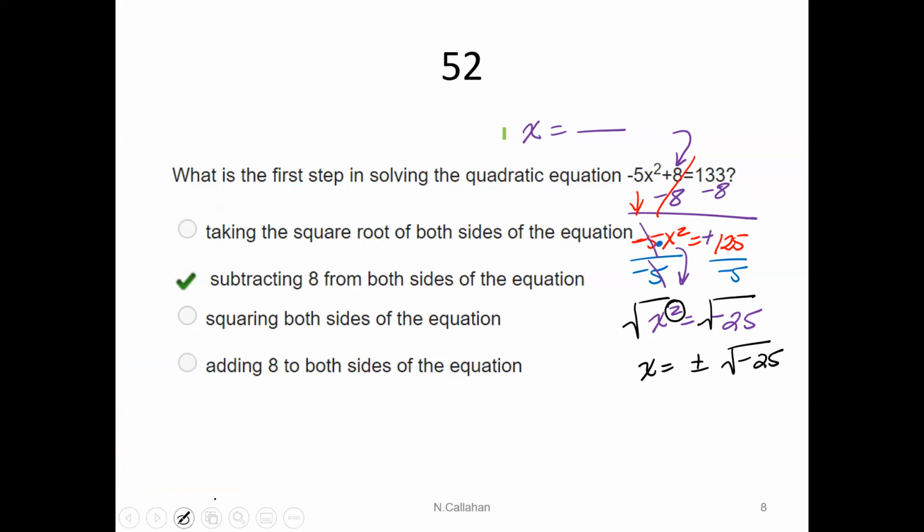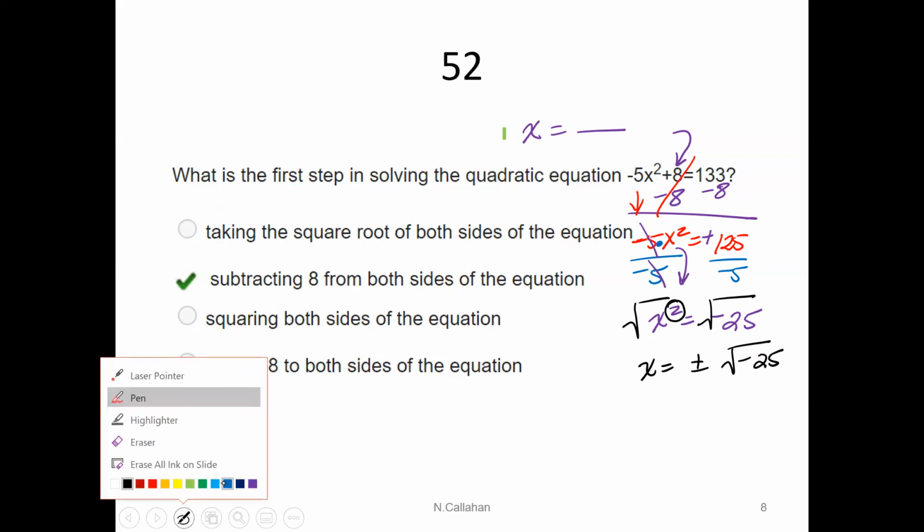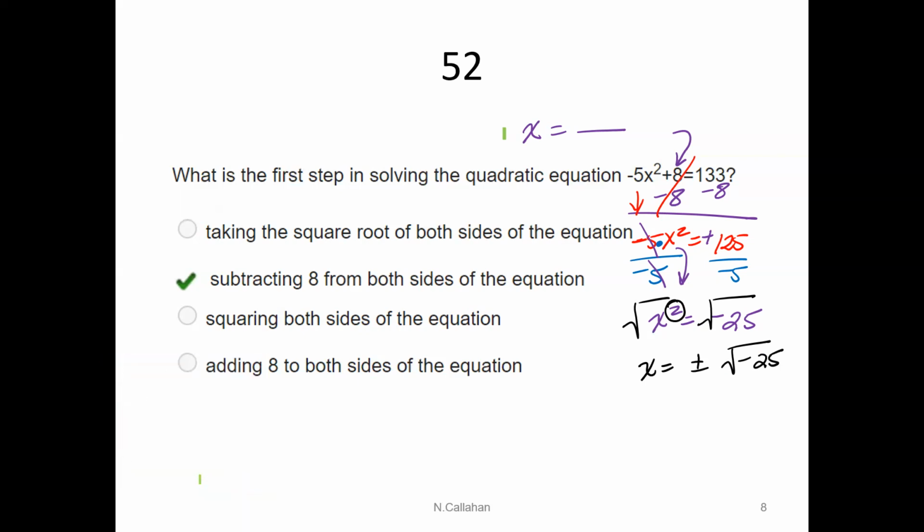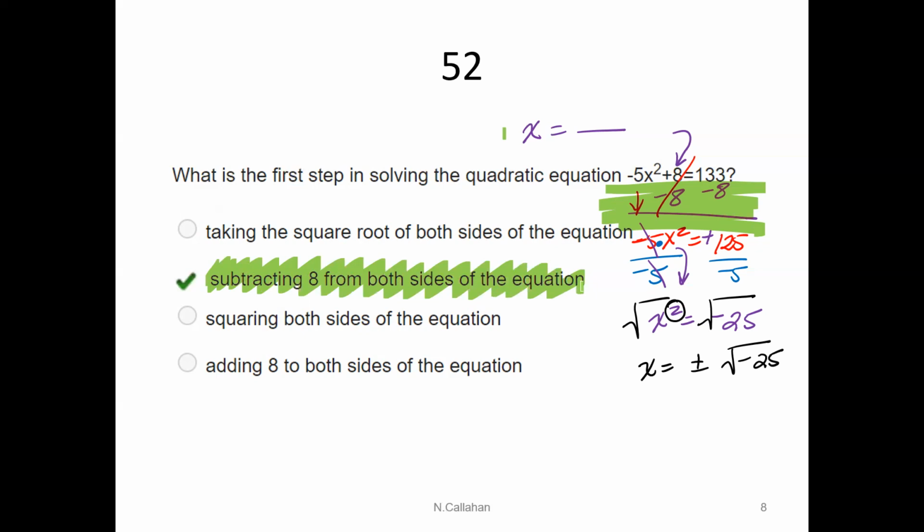Now the question doesn't require you to go all the way to that part. You're going to go back a little bit. Just go, okay, what was my first step that I did? What did I do? I subtracted 8. Well, I isolated that, so I can get the x squared by itself. So it's an ABC root. Subtracting 8 from both sides.